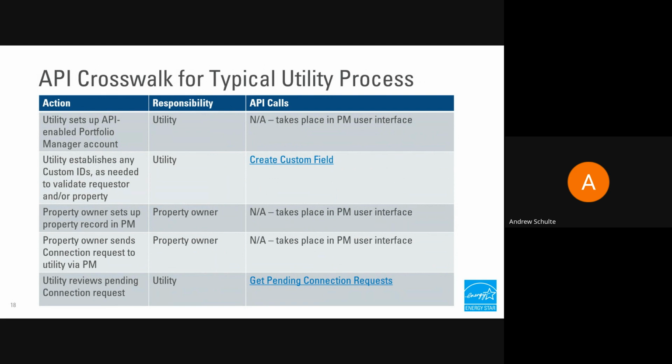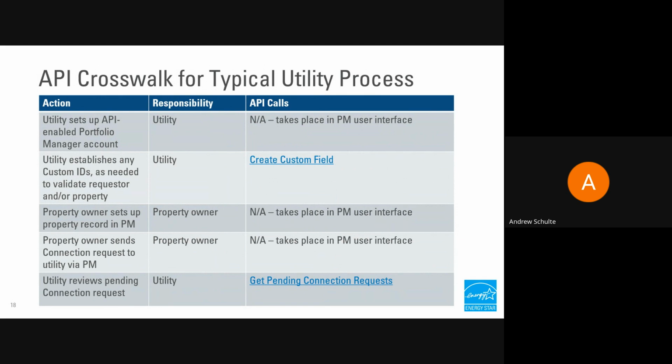Each line in these charts identifies a specific action, who is taking that action, and then where relevant, if it involves an API call, what API call that is. Or if there's no API call needed, what is the action that is taking place in the Portfolio Manager user interface? I believe that all of the API call links in this table should be hyperlinked, and that should make it through the PDF that you're provided. If not, let us know, and we can provide you a version with links.